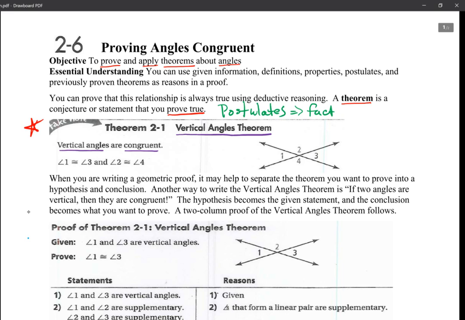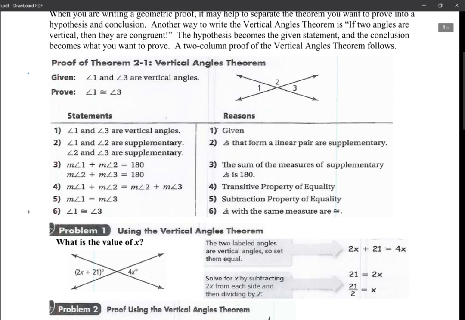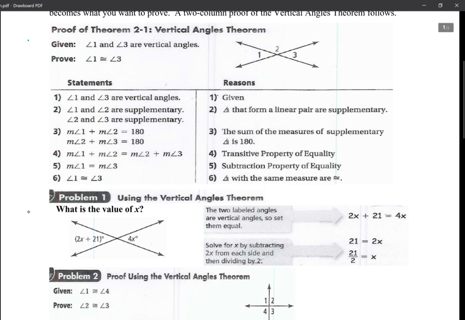So we have our vertical angles here, and we know that angle 2 and angle 4 are congruent because they are vertical angles. And we also know that angle 1 and angle 3 are congruent because they are also vertical angles. Vertical angles are created when two lines intersect. All right, so let's look at the vertical angles theorem. How do we prove that?